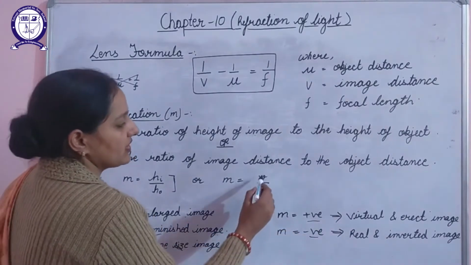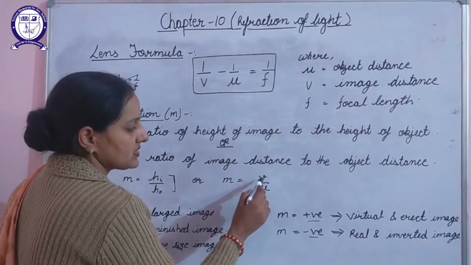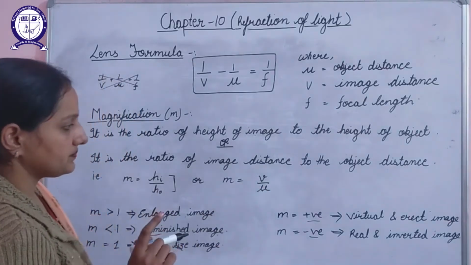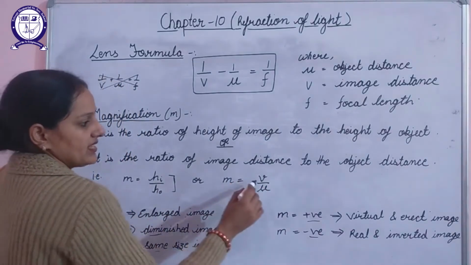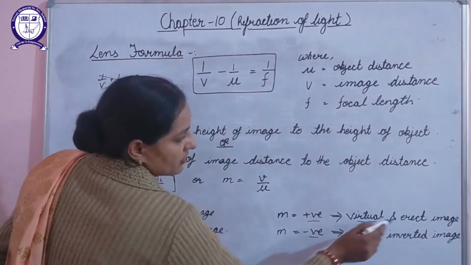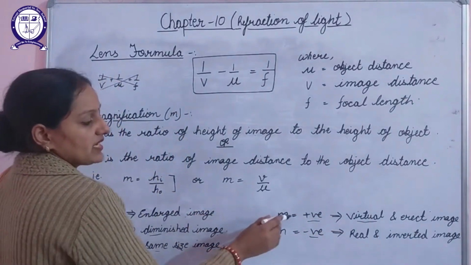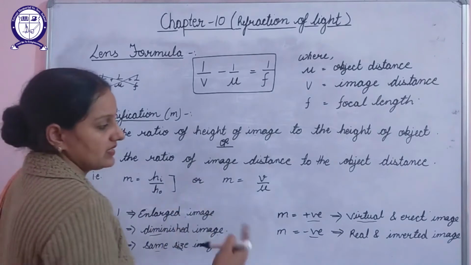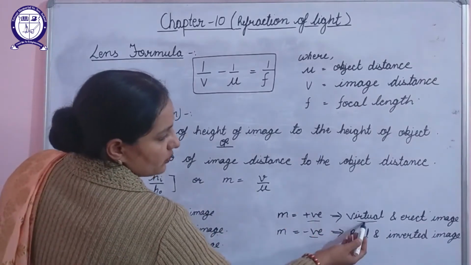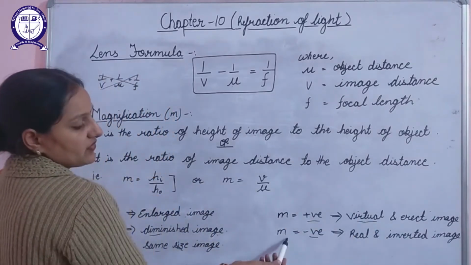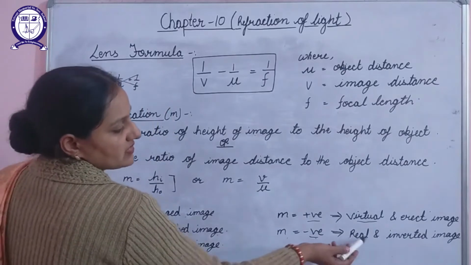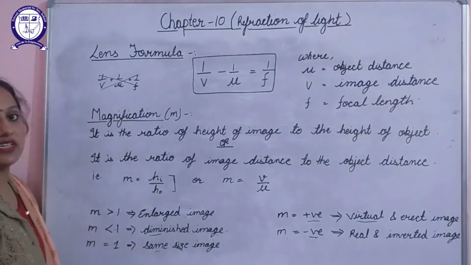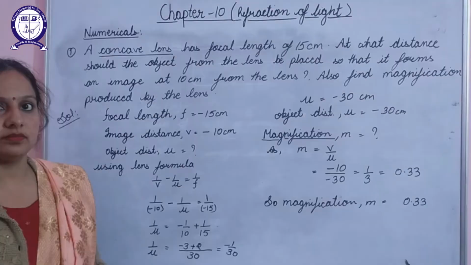If this magnification is positive, that means image distance and object distance are both negative, and that is only possible in case of a virtual and erect image. So if magnification is positive, it specifies the virtual and erect nature, and if magnification is negative, it specifies the real and inverted nature of the image.